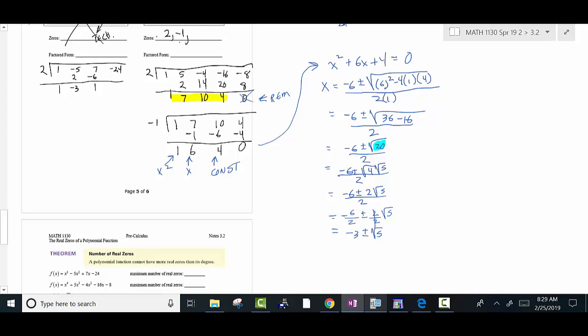So back on this answer blank, we already got 2 and negative 1, and we got those from the graphing calculator. The negative 3 minus root 5 and the negative 3 plus root 5, the graphing calculator isn't going to give you. That's the reason why you have to do that synthetic division to even get down to that point. So that's the idea. Does that make sense to everybody?